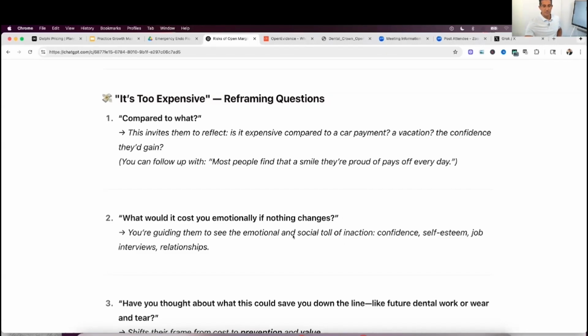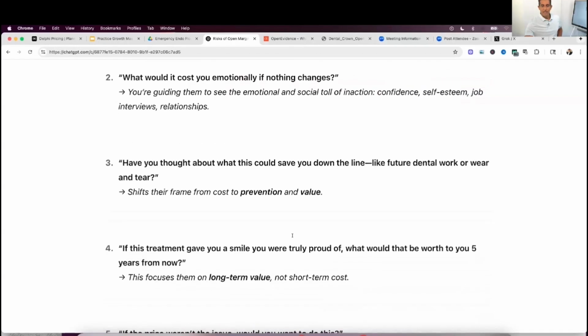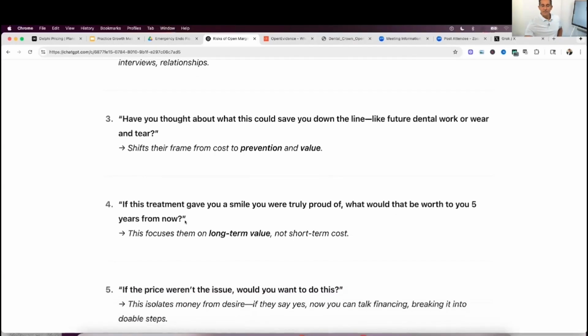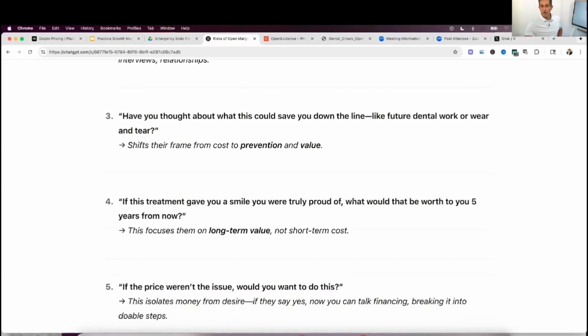Confidence, self-esteem, job interviews, relationships, etc. Have you thought about what this could save you down the line, like future dental work or wear and tear? Okay. If this treatment gave you a smile you were truly proud of, what would that be worth to you 5 years from now? So you've got to also know, is this person a future-paced individual, or are they like, hey, I want things done now, I want to feel good today? Are they short-term focused, or are they also looking at like, hey, I'm trying to be good for tomorrow as well? And for most people, it's a mix of both.